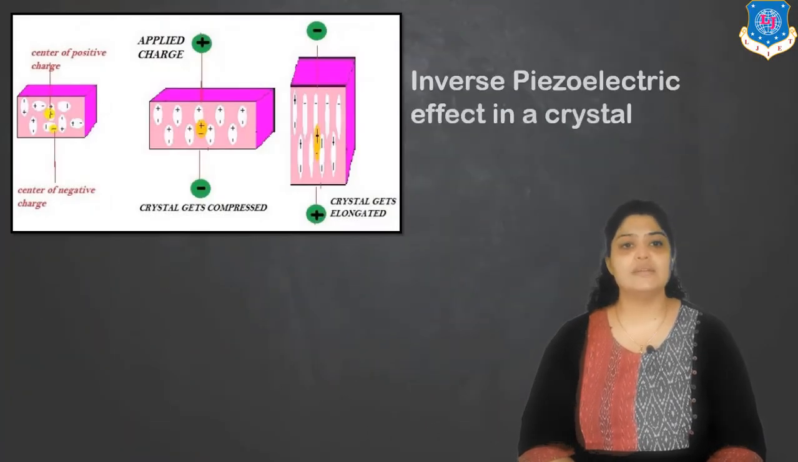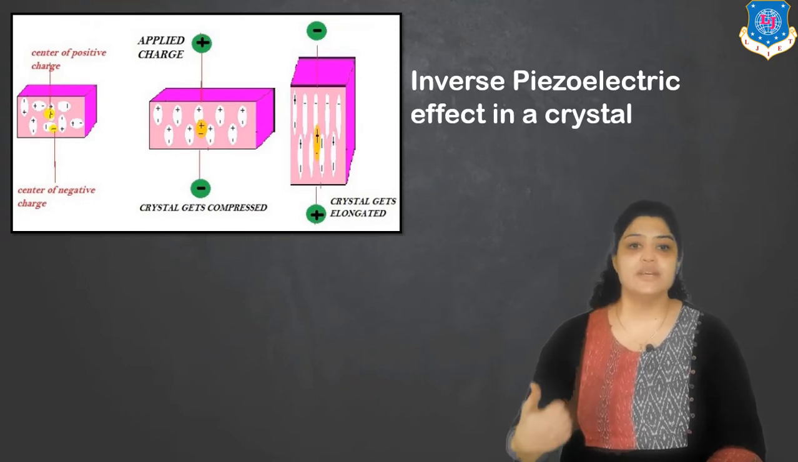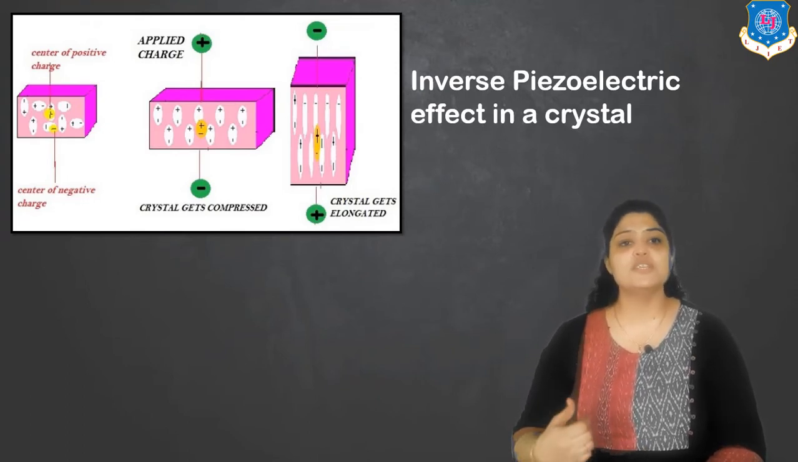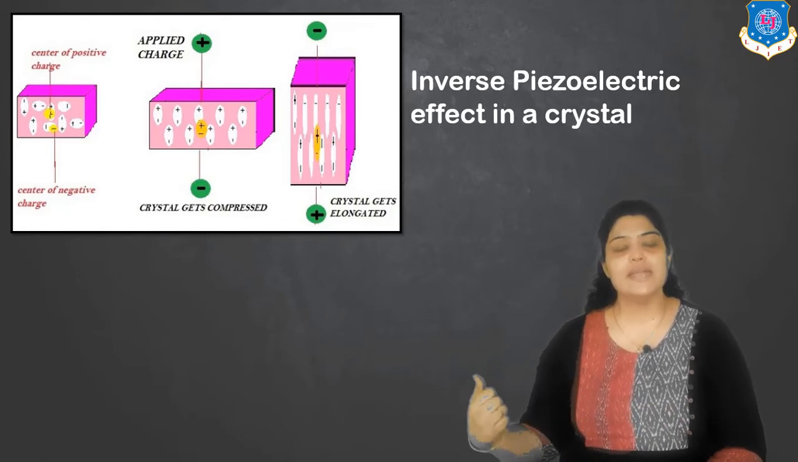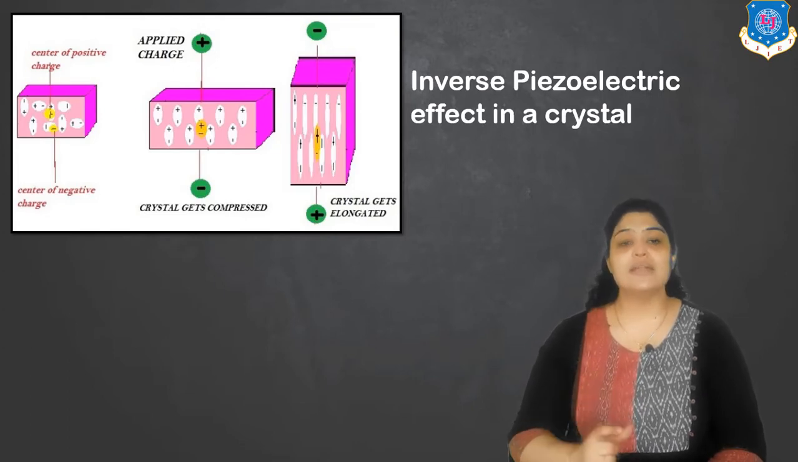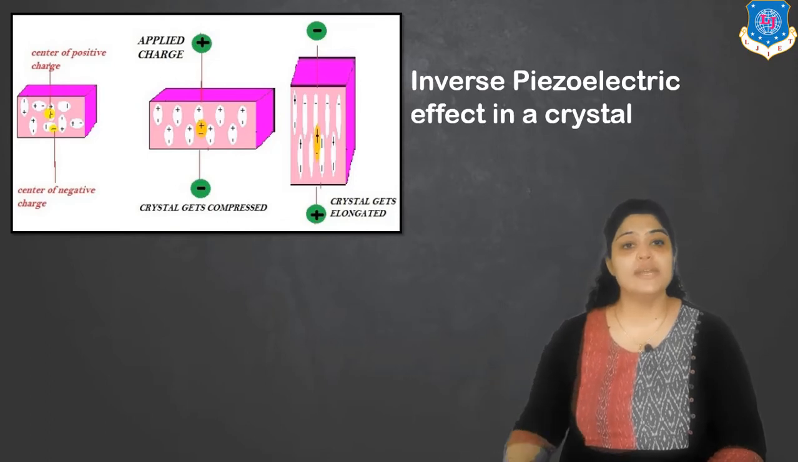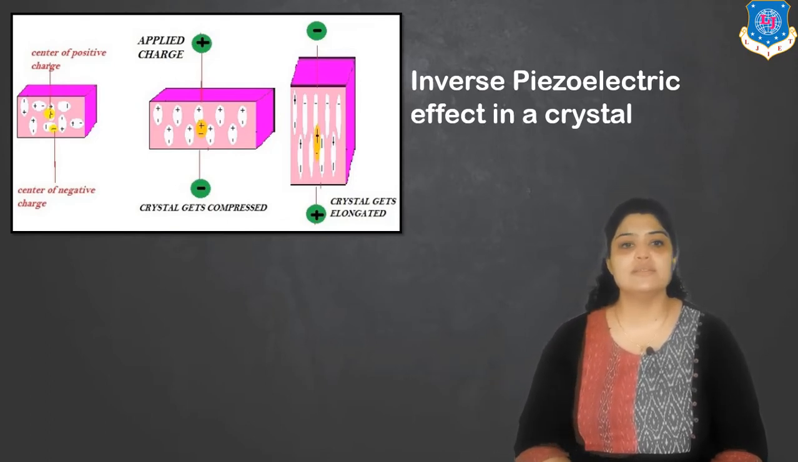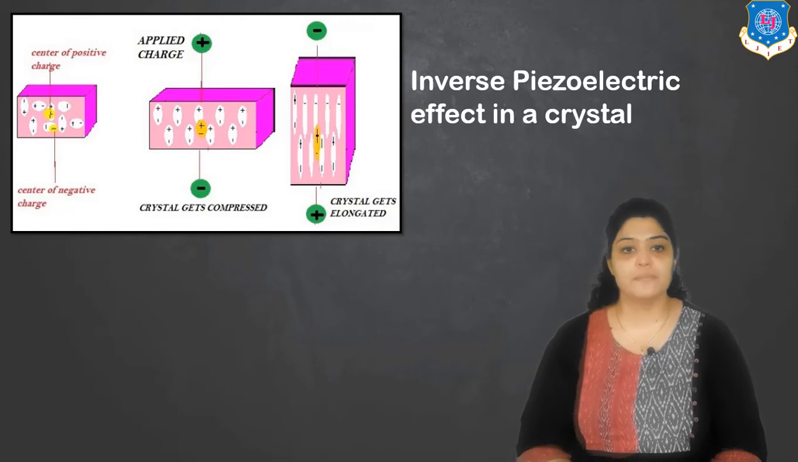Let's have a look at a diagram which will give you a better understanding. So here again I have three diagrams. The first one shows the crystal in rest position where there is no electric charge. The second shows that one polarity of electric charge is applied and you can see the crystal is getting compressed. When you reverse the charge, you can see the crystal is getting elongated. That means the crystal dimensions are changing, resulting in vibrations, resulting in ultrasonic waves.